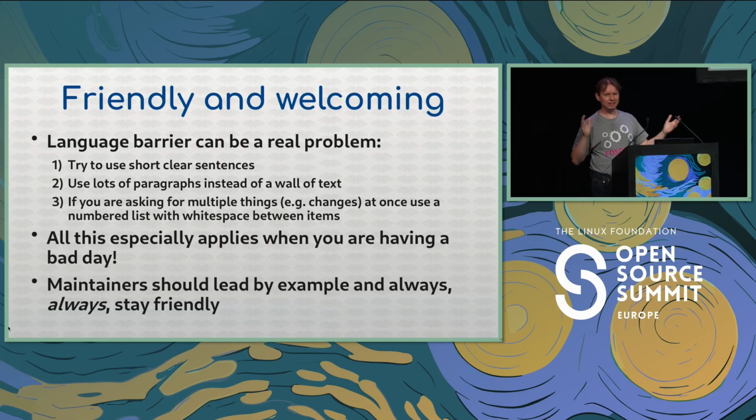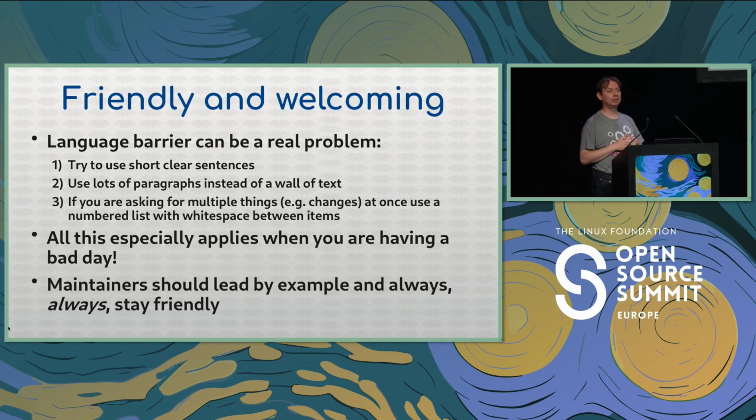So these are just really simple tricks, but they help to overcome the language barrier, right? If you ask for 5 things in a bunch of sentences in a wall of text, some of the things you're asking for are going to get overlooked. So it's better to do it like this.